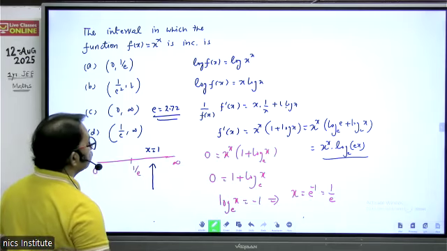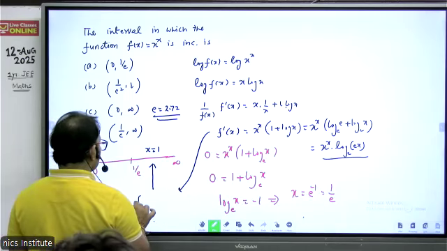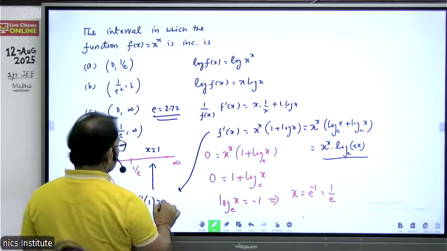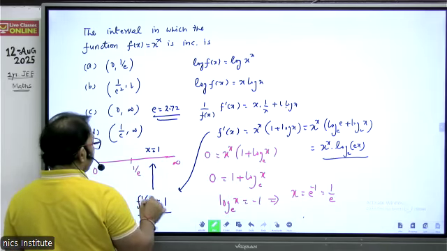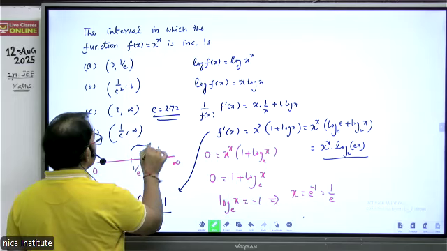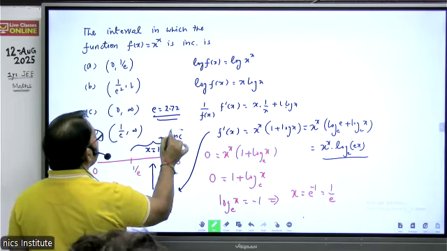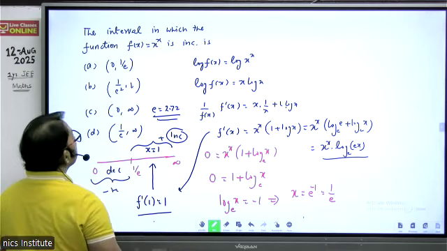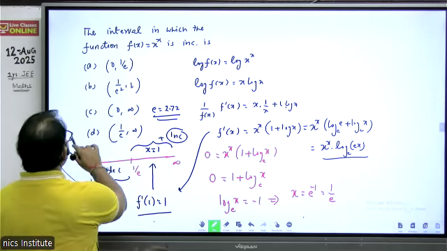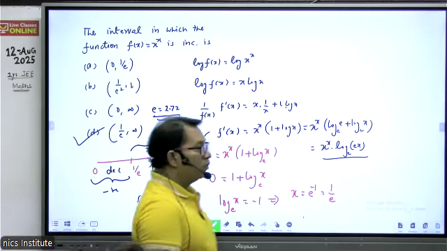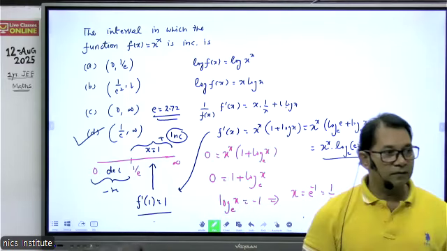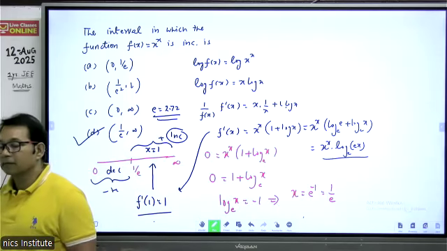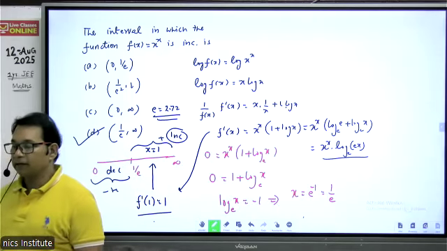So if I find f dash 1, what will be the value? 1 to the power 1 is positive, log 1 is 0, it would be 1. So f dash is coming out to be positive in this interval. So this is increasing over here. It would be negative here, so it will be decreasing over here. So the function is increasing in the interval 1 by e to infinity. That's 1 by e to infinity.